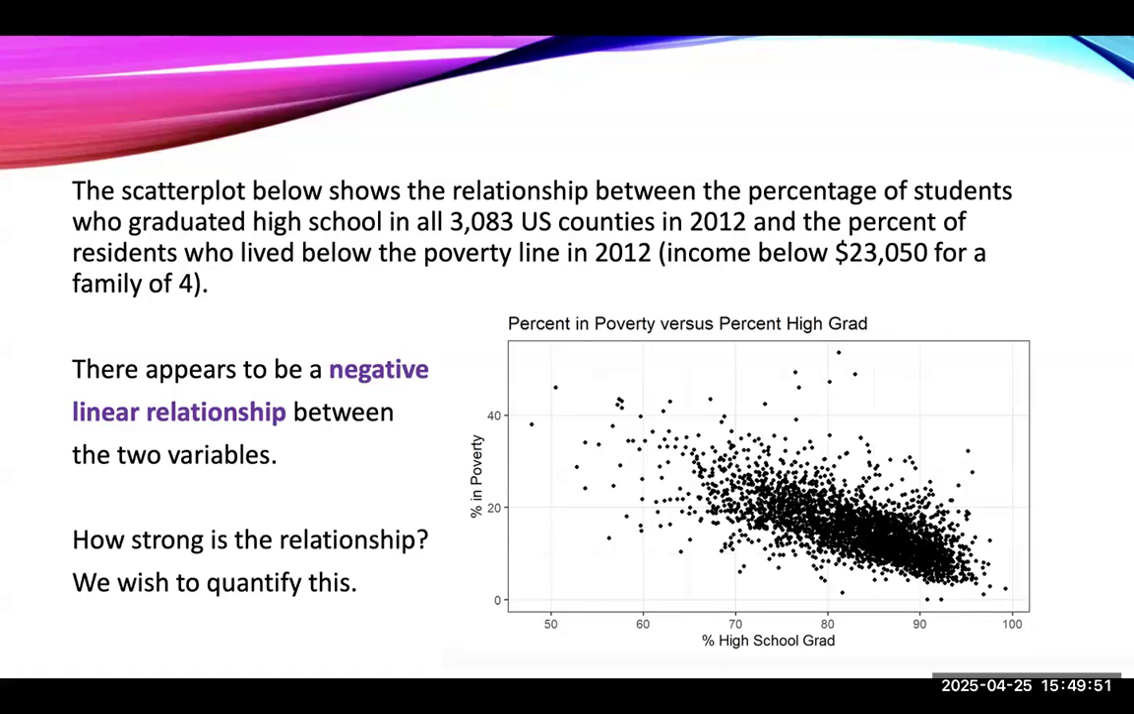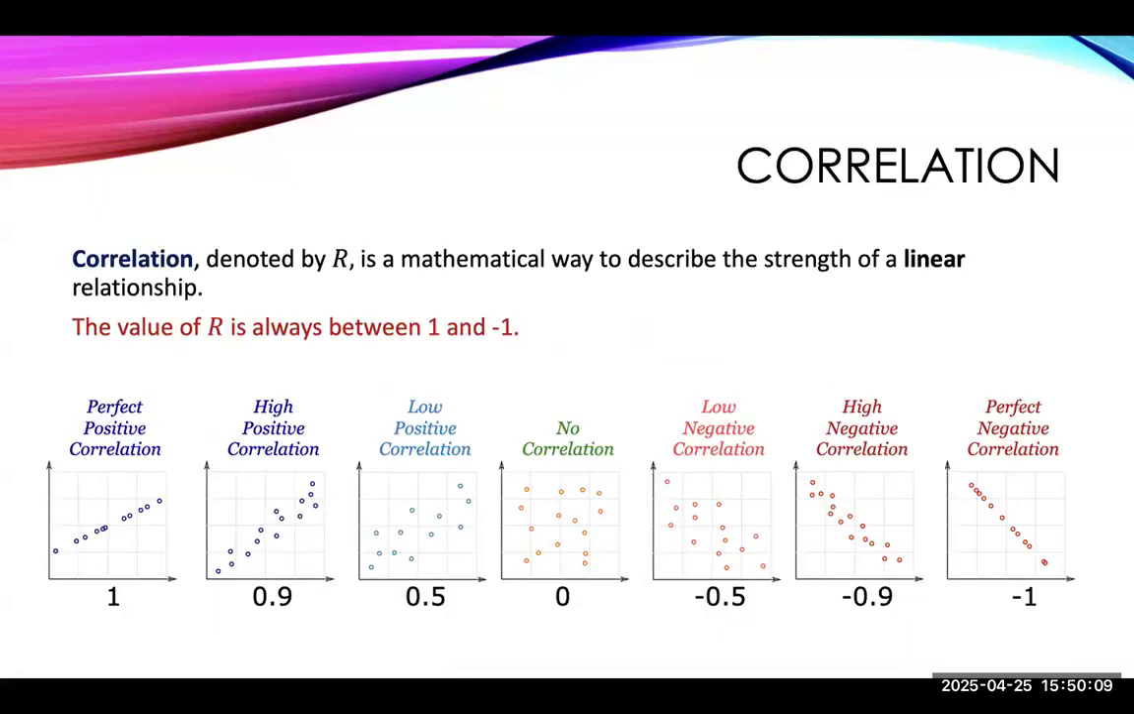How strong is this relationship? We want to quantify this, give this a number. So correlation is a mathematical way to describe the strength of a linear relationship. We use the letter R to represent correlation, and the value of R is always between 1 and -1. Let's take a look at the graphs at the bottom of this slide. Notice in the middle we have no correlation, or R is equal to 0. That means that there doesn't seem to be any association between the two variables.